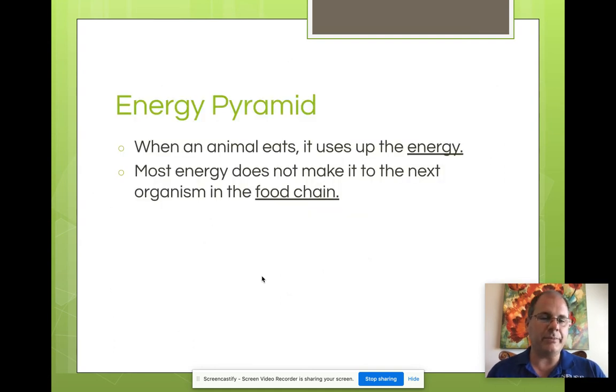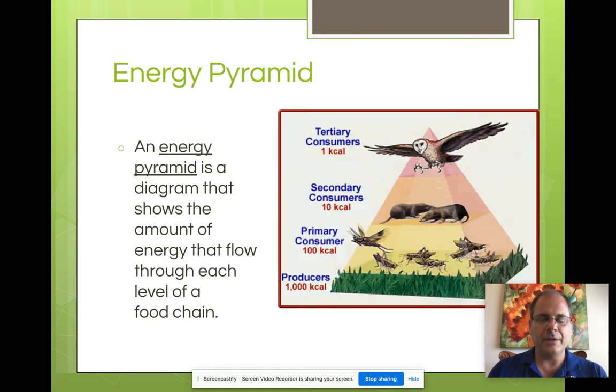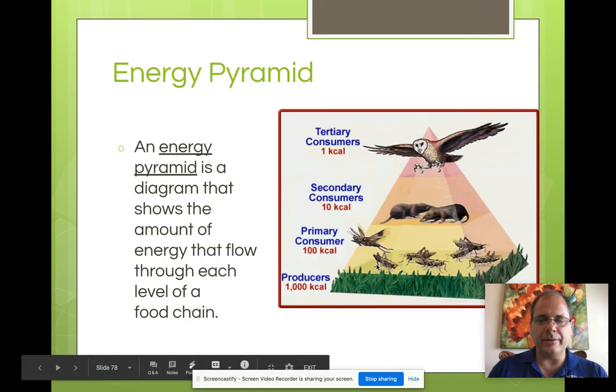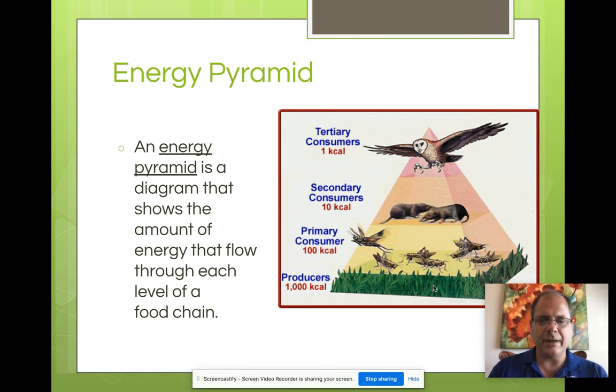An energy pyramid shows that when an animal eats, it uses up energy. Most energy does not make it to the next organism in the food chain. So, for example, you have producers, lots and lots of producers in a food pyramid. It takes a lot of grass to feed a grasshopper. It takes a lot of grass to feed a lot of grasshoppers. And all of these grasshoppers would feed these little moles. And these moles would feed the hawk.